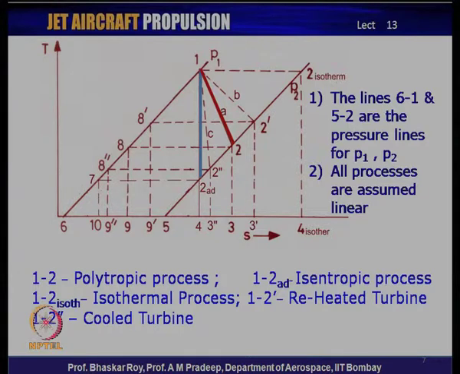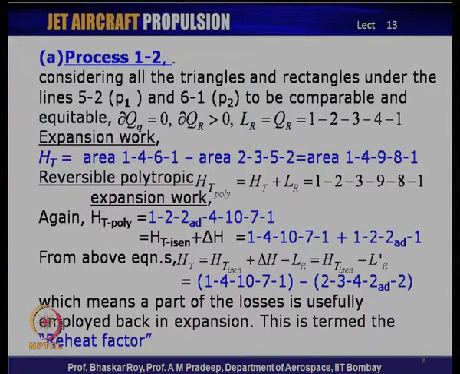That is 14981. That means, this triangle 8968 is considered now equal to 2352. So, that is the assumption that all things being linear and parallel to each other, we can arrive at that, and as a result of which the expansion work is 14981. Now, the reversible polytropic expansion work H T polytropic is H T plus let us say the losses, and that is 123981.